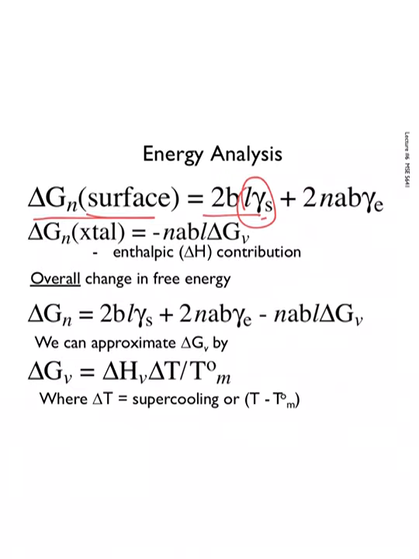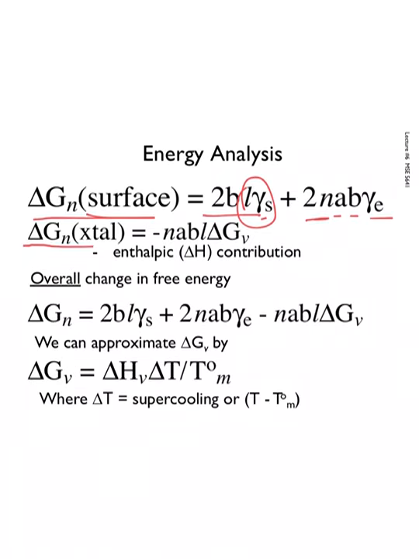And then as we move in the fold surface direction, we have A times B times gamma sub E. All right, so we don't have just one crystal surface to worry about. We have two of them that have different energies. And every time we add one block, we add another contribution, okay?